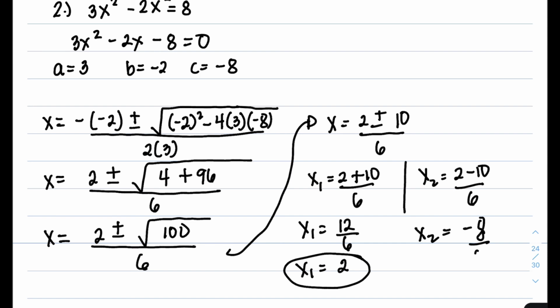8 over 6. So in this case, we do not get a whole number when we divide negative 8 over 6. So what we will do is simplify, or get the simplest form or lowest terms of negative 8 over 6. They have a common factor, which is 2. So we just divide both the numerator and denominator by 2. Negative 8 divided by 2, that is negative 4, and 6 divided by 2, that is 3. So, our x sub 2 is negative 4 over 3.